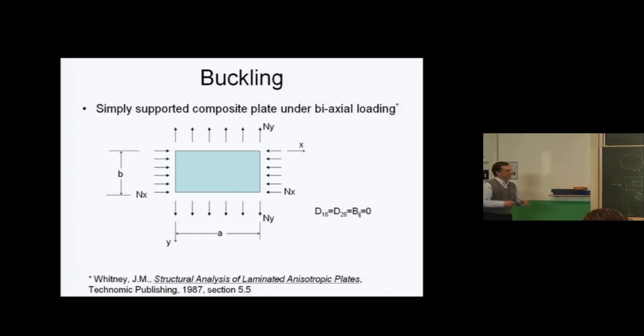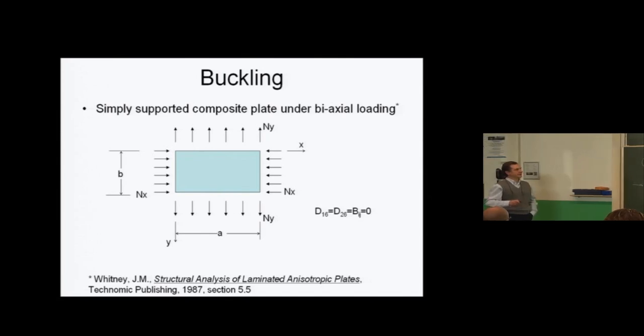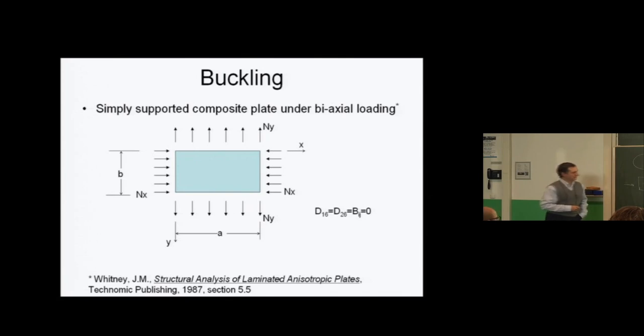We will start with a problem that is a rectangular plate, simply supported all around, so the displacement out of plane is 0, under biaxial loading. And this plate has symmetric layup, so the B matrix is 0, and the D16 and D26 are again 0. And we are following basically the approach. It's in the book in detail, but it's mostly taken after the approach by Jim Whitney, who wrote a book on structural analysis of laminated anisotropic plates.